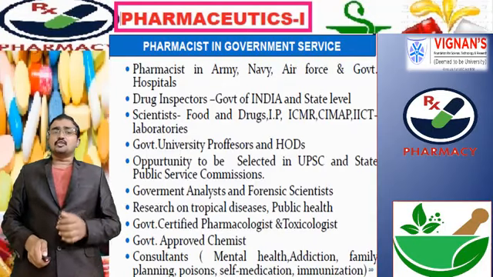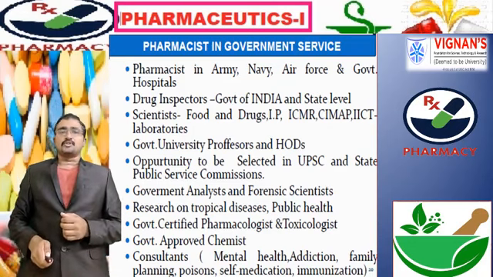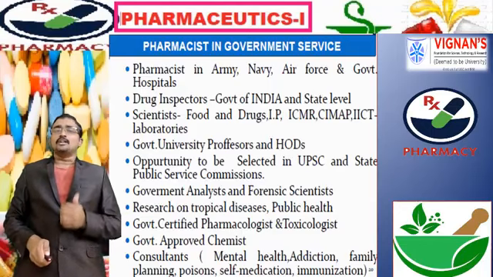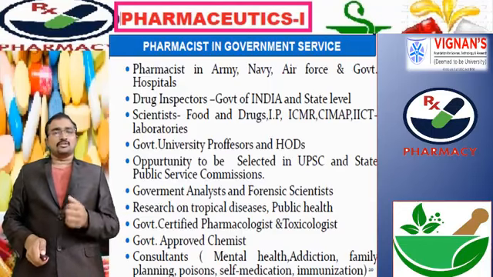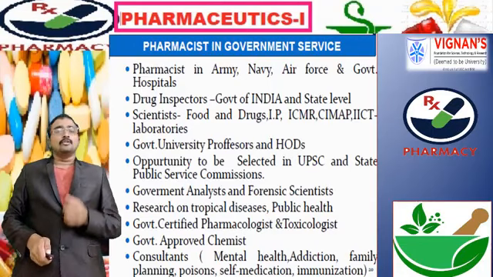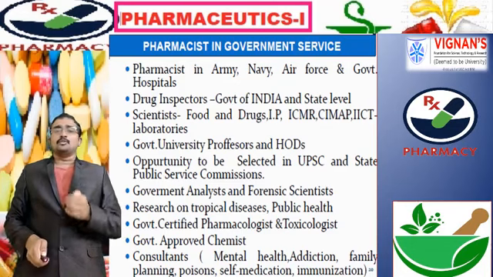And research on tropical diseases and public health diseases. So you can also work as a researcher related to tropical diseases or public health diseases. And government certified pharmacologist or toxicologist. This is also a government job option available if you qualify the exams, mainly being certified as a pharmacologist or toxicologist.